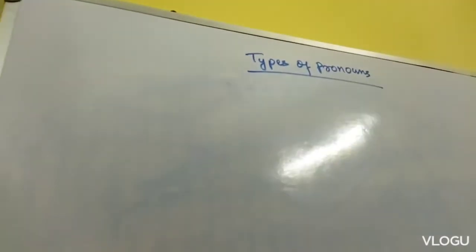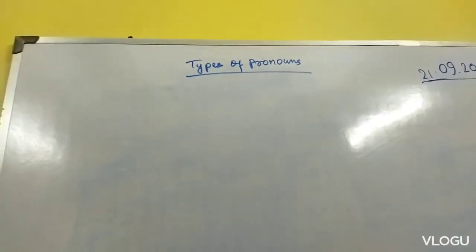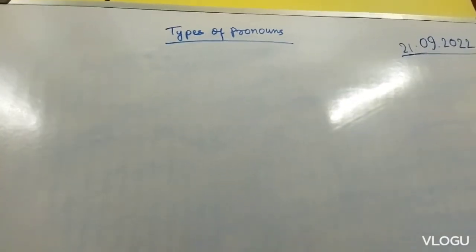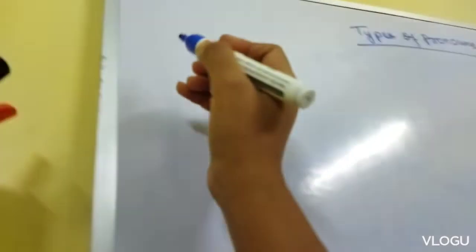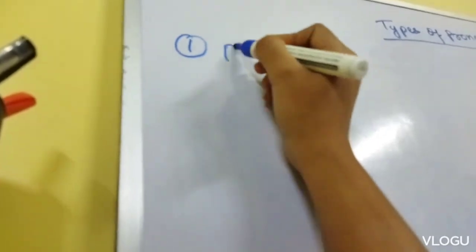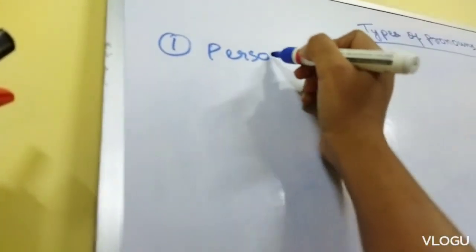Okay, so today we will discuss the types of pronouns in detail. I said earlier that there are 7 types of pronouns, and today we will discuss them one by one. The first of all was the personal pronoun.